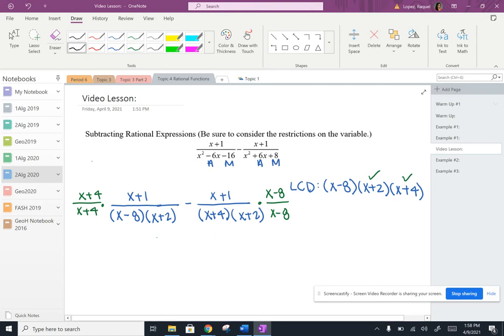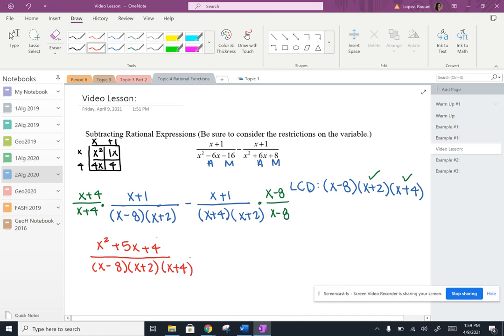If you want, one way that you can multiply the first fraction is by setting up an area model. I like this model because it helps me keep everything organized. I've been doing this for so many years that I have lots of practice and can just look at it and write out the answer. But if you need to do the area model, then go ahead. So this first fraction is going to be x squared plus 5x plus 4 all over, and I'm going to keep my denominator factored so that I can easily write out the restrictions later.